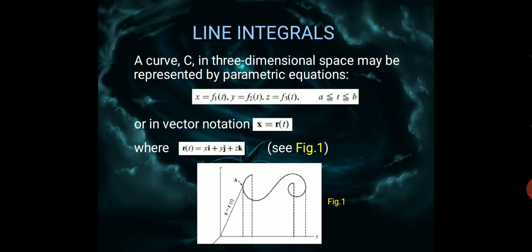A parametric equation is x equal to f1 of t, y equal to f2 of t, z equal to f3 of t. The range of t varies from a to b. Then the vector notation is x equal to r of t, where r of t is xi plus yj plus zk.